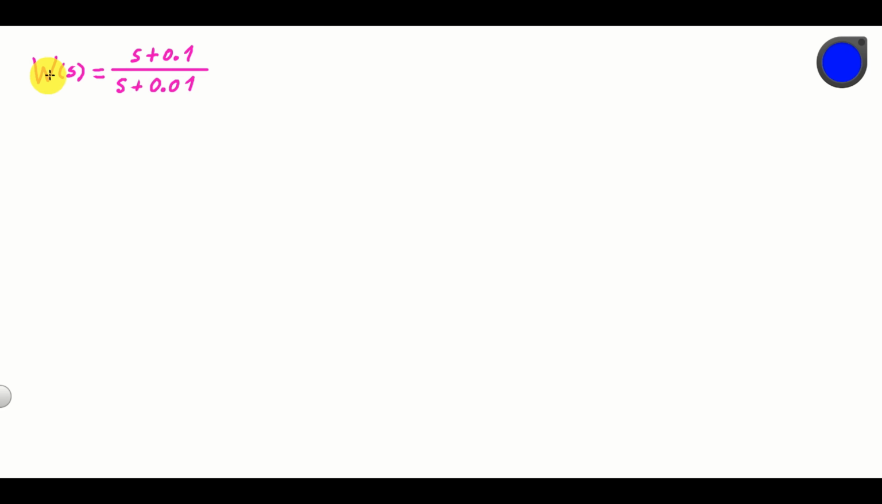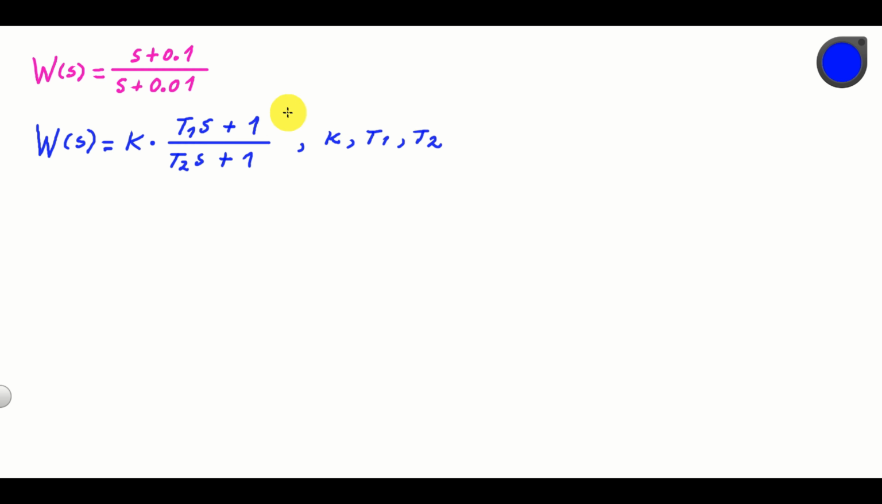Okay, let's start. Here's our transfer function. The first step is to transform this transfer function into the so-called canonical form. In the canonical form, the transfer function should look like this. It should be equal to some gain k multiplying the ratio of T1 s plus 1 over T2 s plus 1. Over here, k, T1, and T2 are constants.